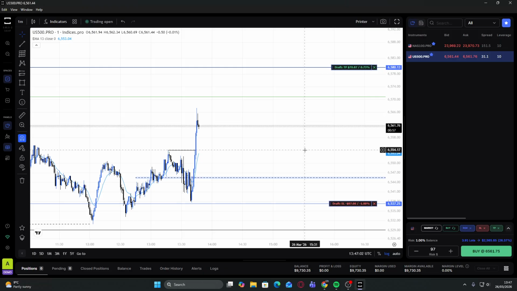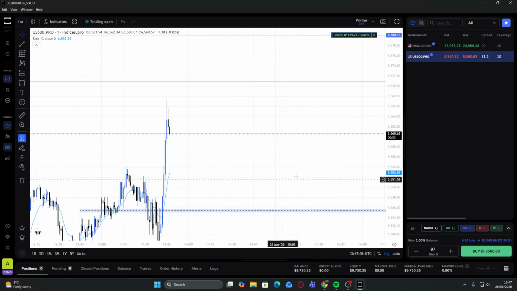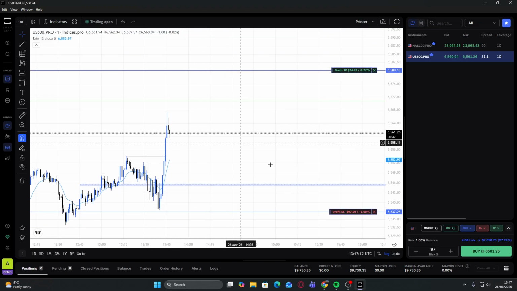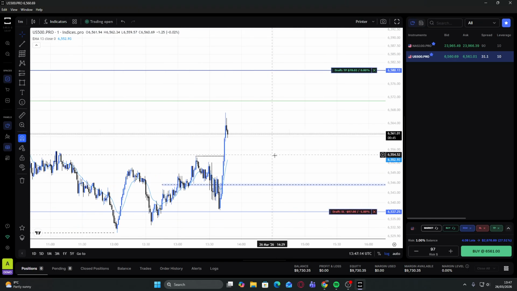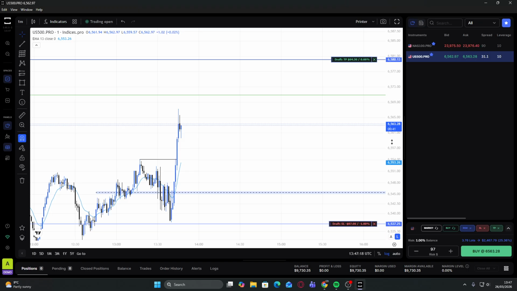Alright, let's see. We're getting a nice rotation inwards now. Holding this gap.